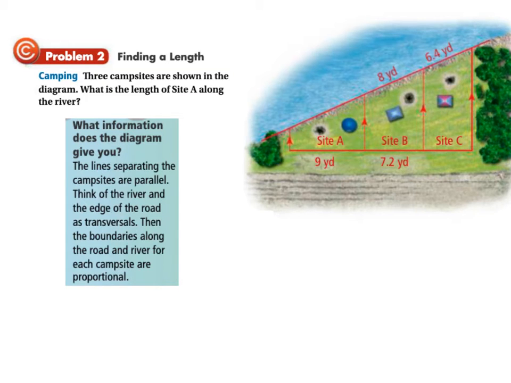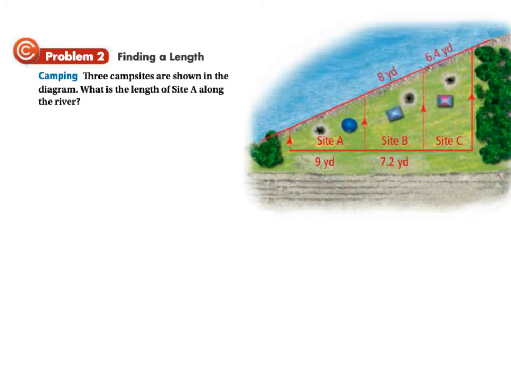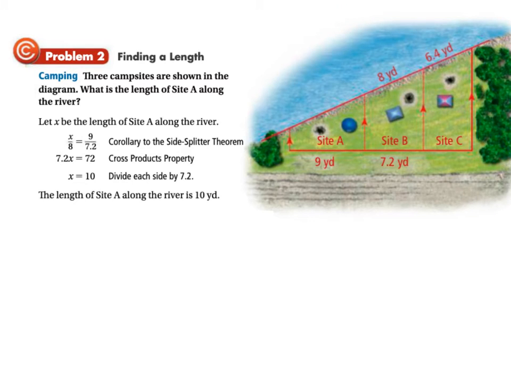So then we should have proportionality between these segments here. Okay, how do we then set that up? Well, what we can say is if x is the length of the river here, I can just label it x number of yards. So we'll keep those same units. Okay, then what are we dealing with? Well, we've got this length here, x over 8, should equal this length here, 9 over 7.2. And that's how it's set up here. Then we multiply the diagonals, and we divide, and we find that this is 10 yards. This is the length of site A along the river.